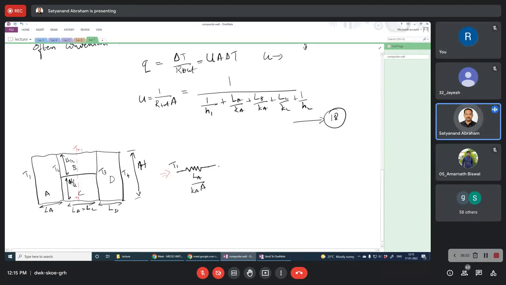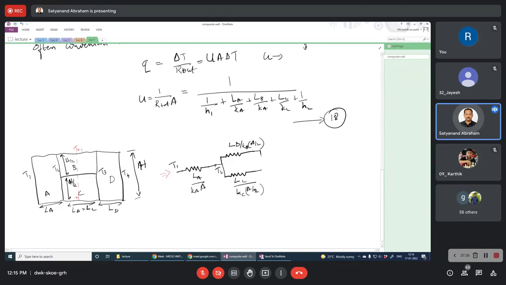So how can we write over here? After this, when it comes over here, obviously we have our temperature T2. So after that, what can we write? B and C will be in parallel. Yeah, very good. So LB by KB into A by 2, so A by 2 is going to be there. Parallelly, we can give LC by KC into A by 2.